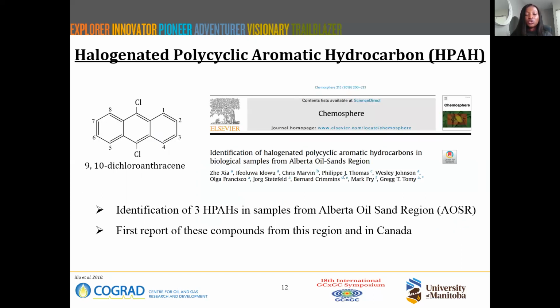This method has been used to elucidate halogenated polycyclic aromatic hydrocarbons in the Canadian environment. We've been able to use it to identify 3 HPAHs in samples from the Alberta oil sands, this being the first to be reported in the region and also in Canada.